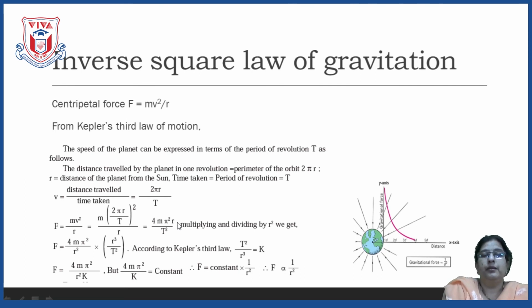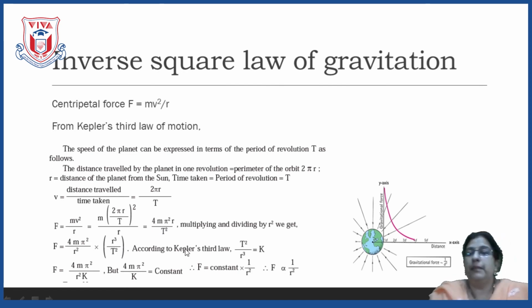So here by r square we have to multiply in the numerator also and by r square we have to multiply in the denominator also. So if we multiply by r square in the numerator, it becomes r cube. So here what happens? 4m pi square upon r square into r cube upon t square.